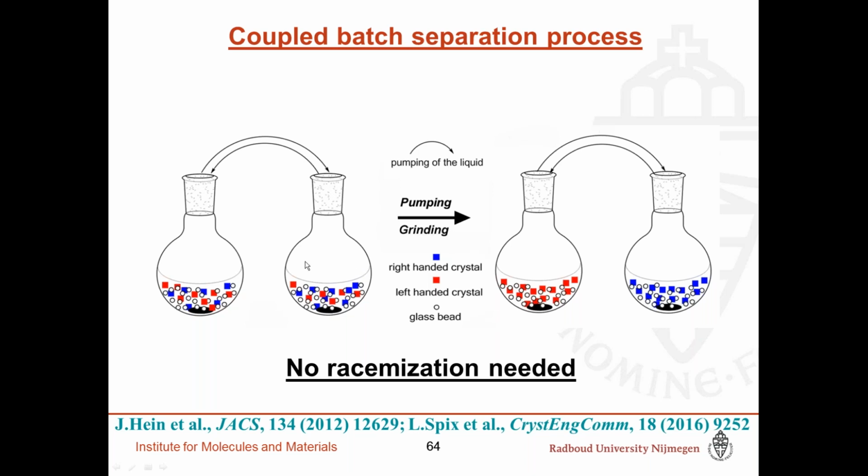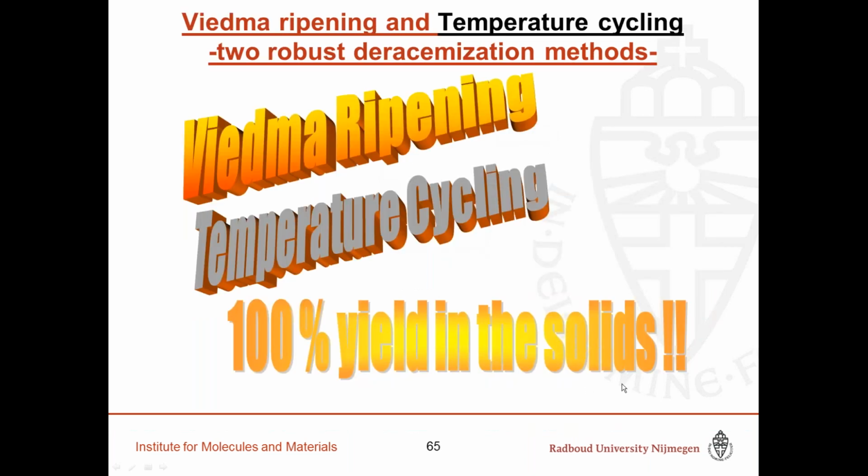In this way, you have a solution which stays racemic, and in the end, you can end up with only one handedness of crystals in the first flask and the other one in the other flask. So this is not deracemization, but separation, but it works quite nicely even if you do not have a racemizing compound. So my conclusion is Viedma ripening gives 100% yield in the solids, but in the title I showed you that it also holds for temperature cycling.